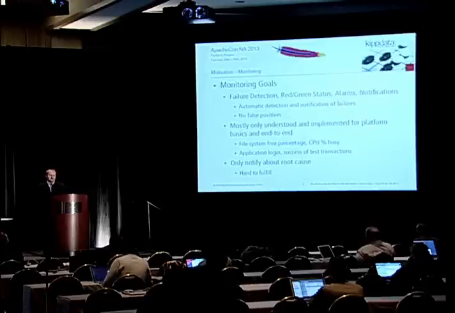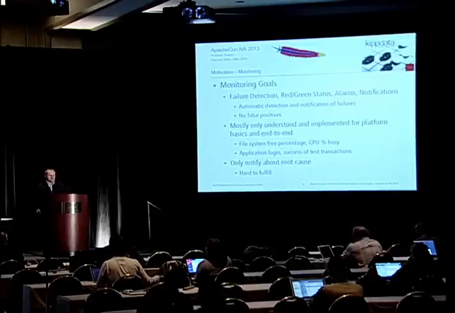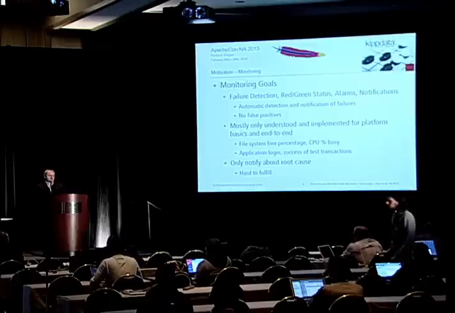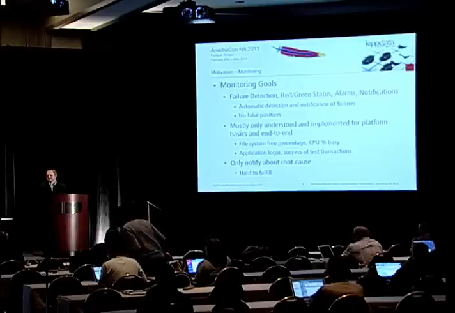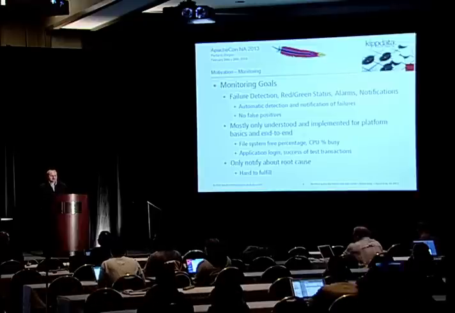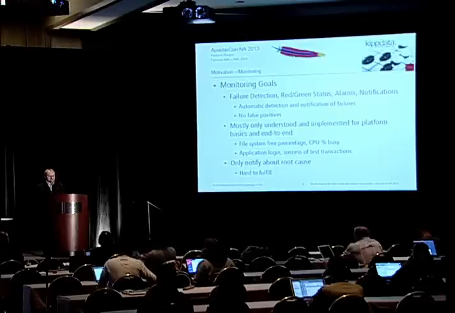So for the motivation, typically the main goal of monitoring is failure detection: red-green status, alarms, notification. Unfortunately, this only works for very specific components and very specific situations. We usually do not want false positives in the middle of the night, getting a call, because a false positive is not nice. But these goals can only be reached for simple things like file system free percentage, CPU busy, or end-to-end checkable things like logins, transactions, and so on.